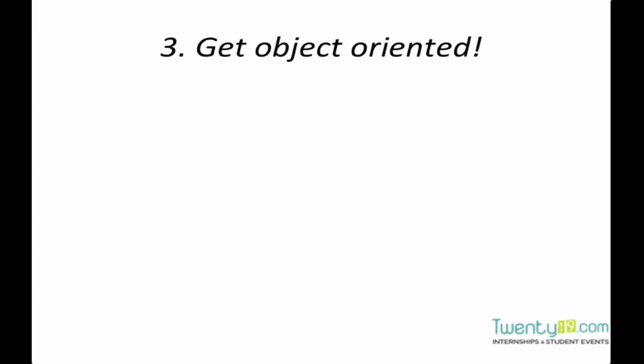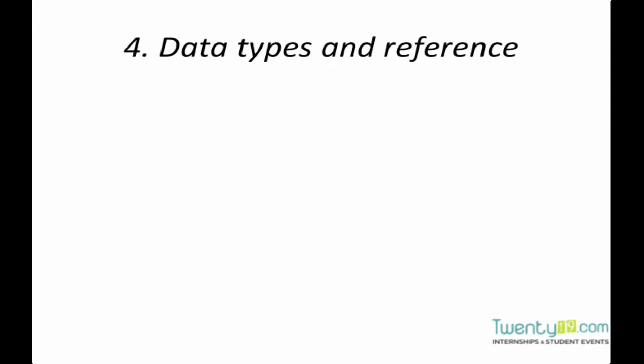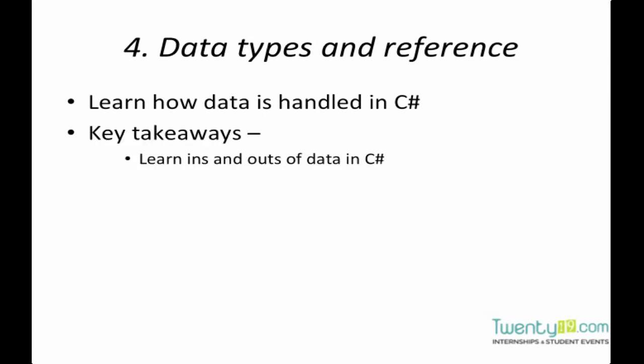Get Object Oriented. This chapter is about learning how to model a solution. The key takeaways are that you are going to learn how to write code sensibly, and you're also going to learn how to design intuitive classes. Data Types and References. You're going to learn how data is handled in C Sharp, and the key takeaways are to learn the ins and outs of data in C Sharp, and also how to work with data in your programs.